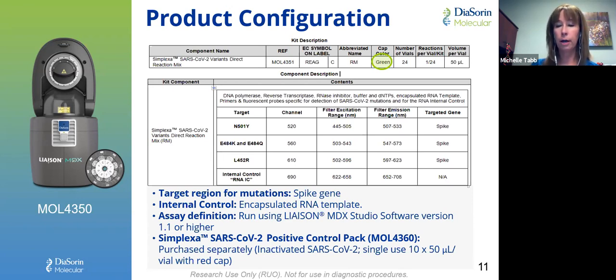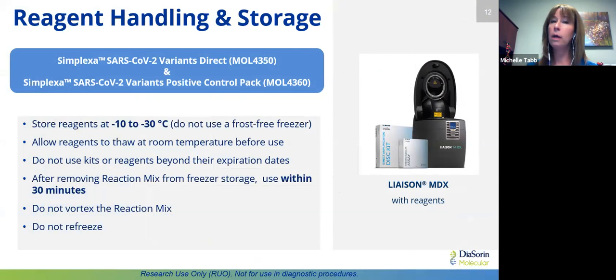And as I mentioned, also have that positive control pack on hand because you're going to want to put positive control on each run. Our reagent handling and storage is the same as you're used to also for our other Simplexa products in this line for direct amplification. So storing the reagents in a freezer at -10 to -30. And then as you're used to, pulling out a tube of reaction mix, thawing it, and then using it right away to put onto the direct amplification disc together with patient sample.